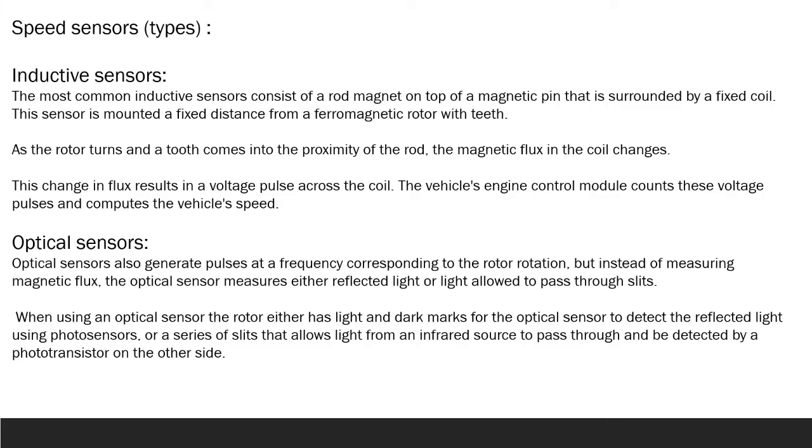Next, the types of speed sensors. The first one is the inductive sensor, another one is the optical sensor.